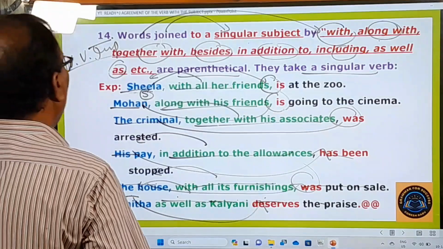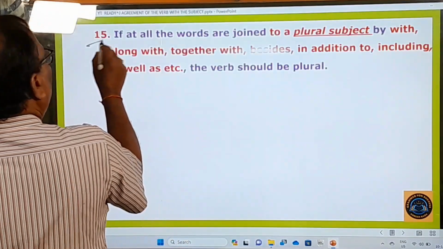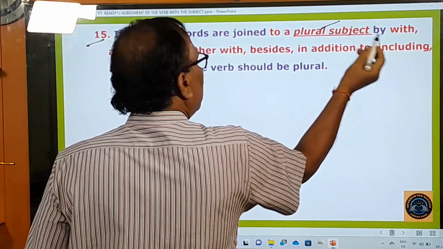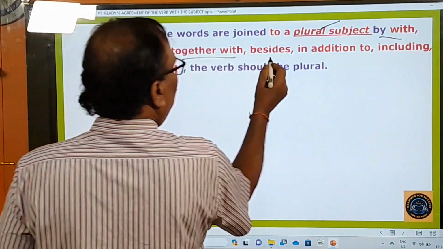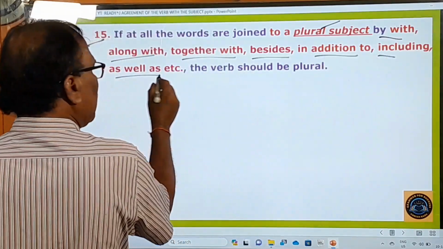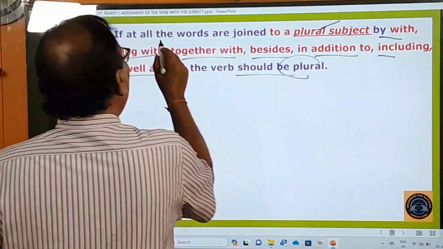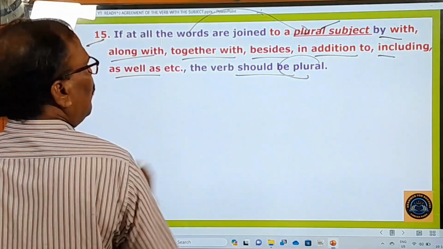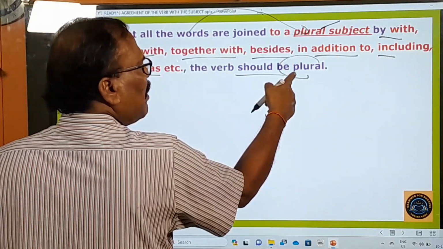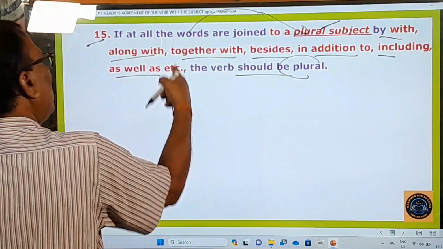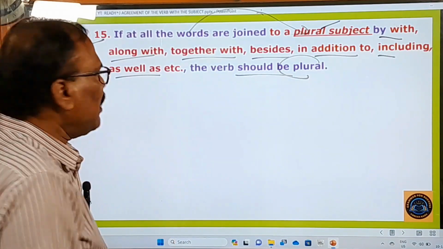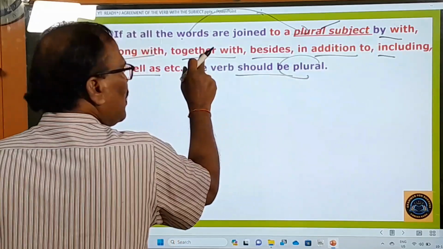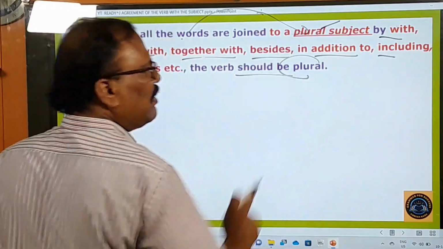Now let's go to the last but one rule, the 15th one. If the words are joined to a plural subject by with, along with, together with, besides, in addition to, including, as well as, etc., the verb should be plural. If the words are joined to a singular subject, the verb must be singular. That is the point you learnt under rule number 14. But here under rule number 15, if the words are joined to a plural subject by these conjunctions, the verb should be plural. That is the rule.